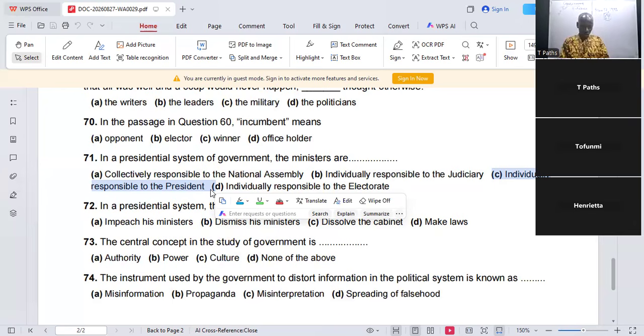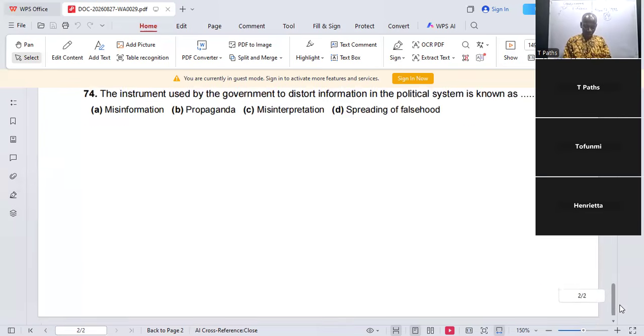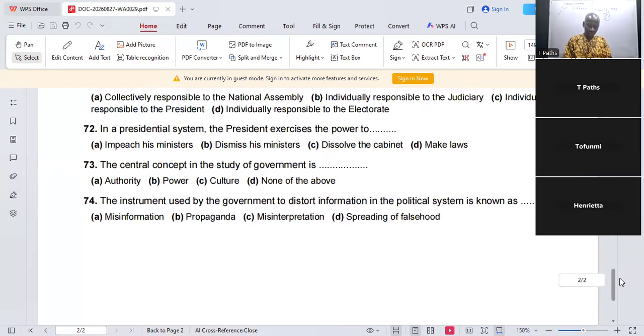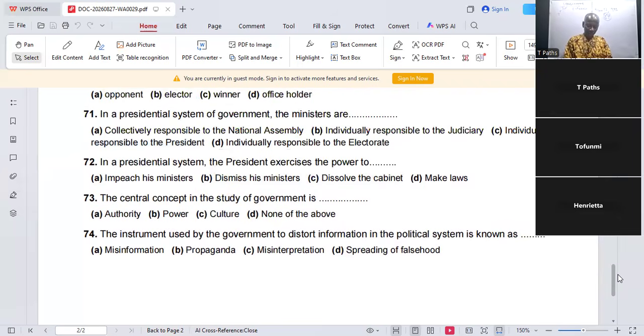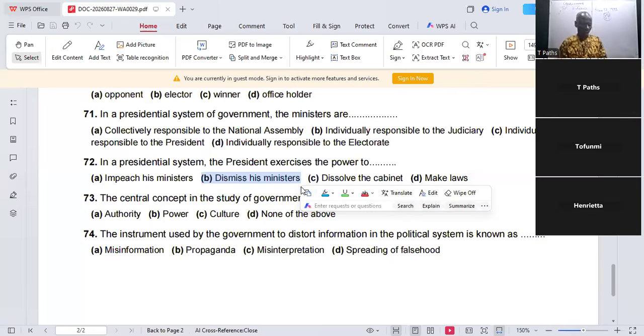So let's go on to the last question. In a presidential government, the president exercises the power to dash. A, impeach his minister. B, dismiss his minister. C, dissolve the cabinet. D, make law. The president dismisses the minister. That is sack, outright sack. A minister who has failed to perform his duty judiciously has to face the wrath of the presidency. This does not concern the Senate or judiciary.